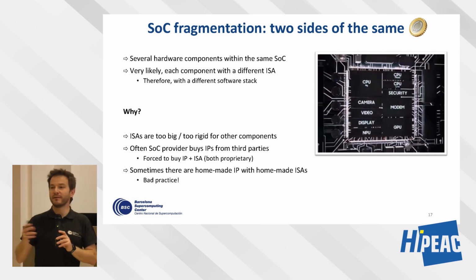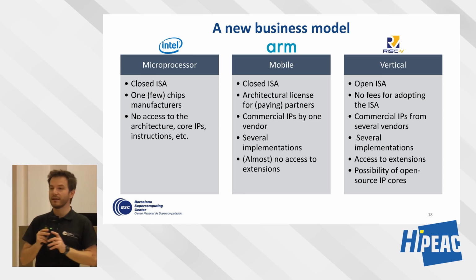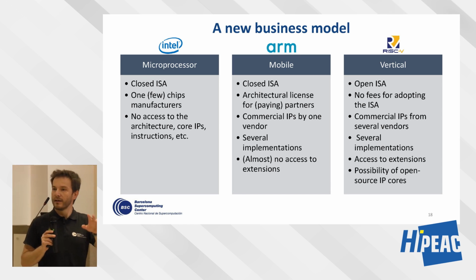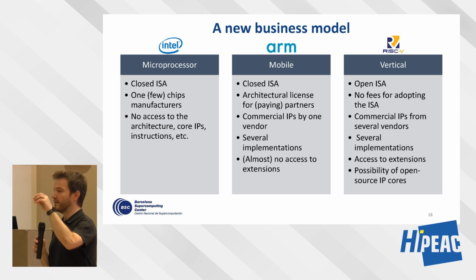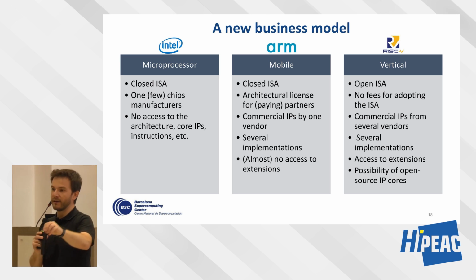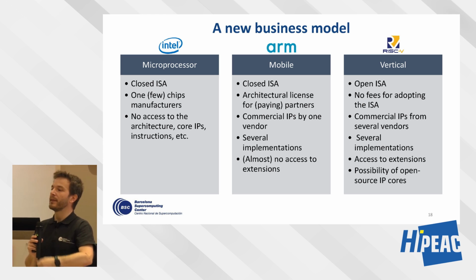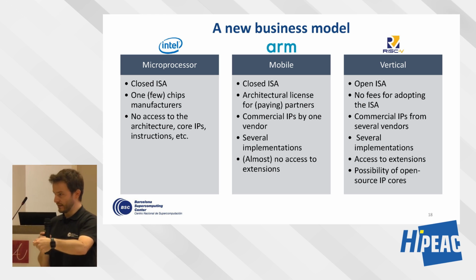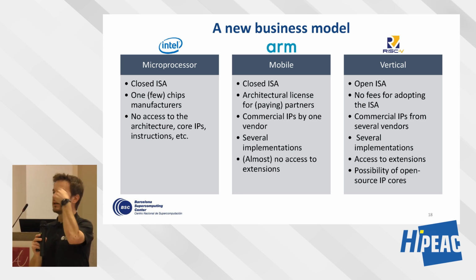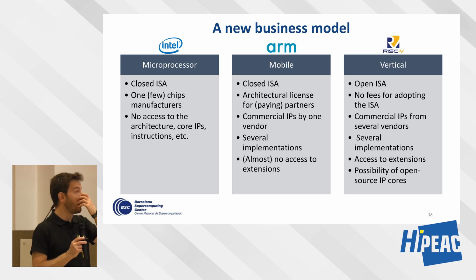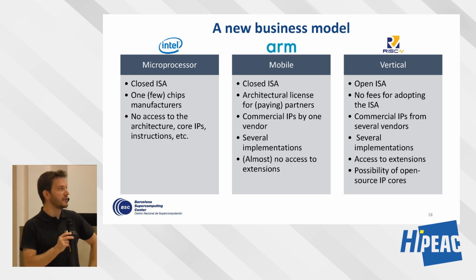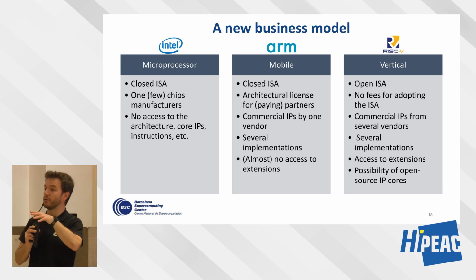Okay, so here the business model. If you go with Intel, what Intel does is develop their own architecture. They have their own ISA. They implement it, and they sell you a chip, okay? So that's it. You cannot influence that chain of choices. With ARM, it is a little bit more flexible.